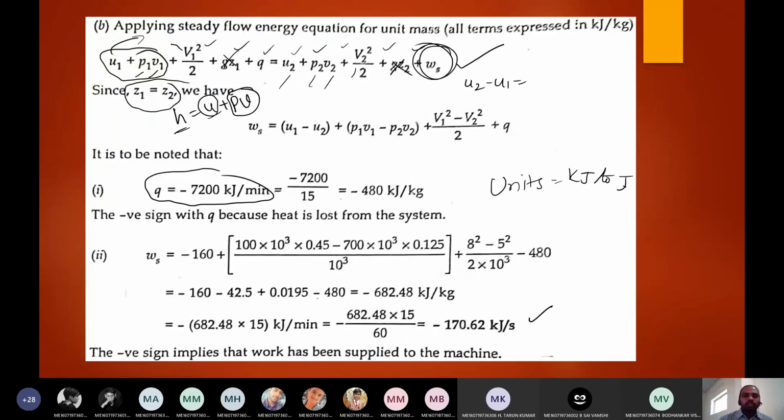Just go through the problem once. All the values are there. Only thing is balancing the units and substituting. So you got W is negative. What is the meaning of W is negative? Work is done on the system, because it is a compressor or pump. Is it clear? Yes, sir. Right.